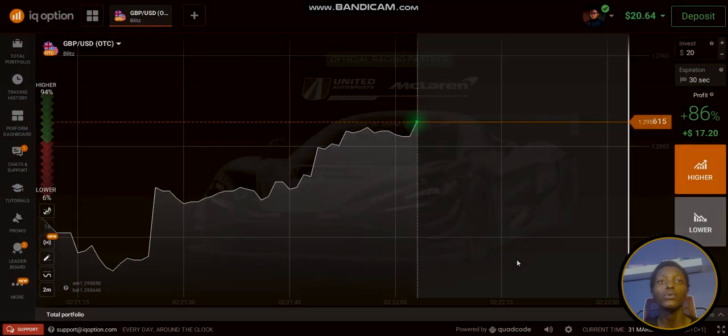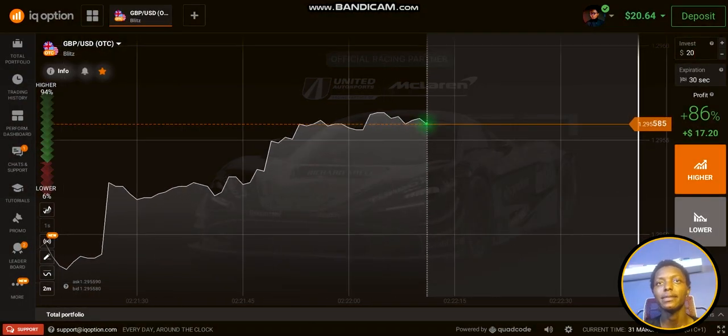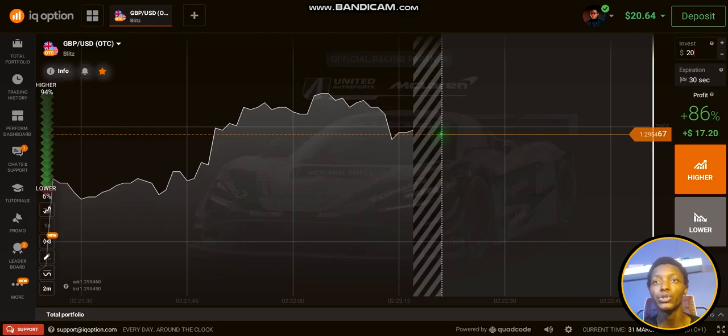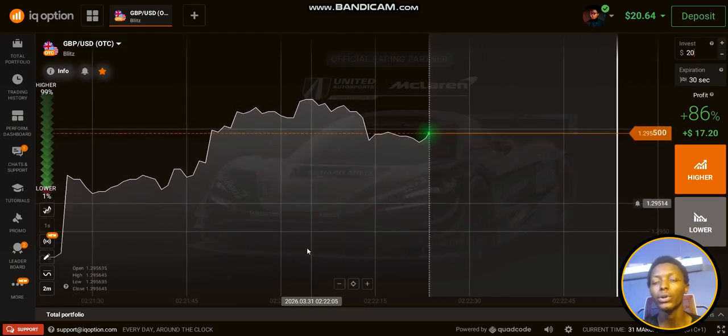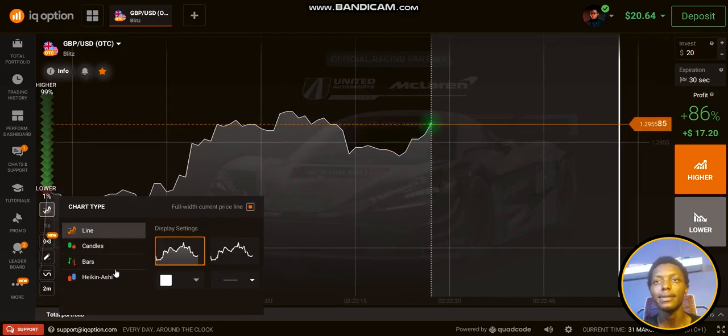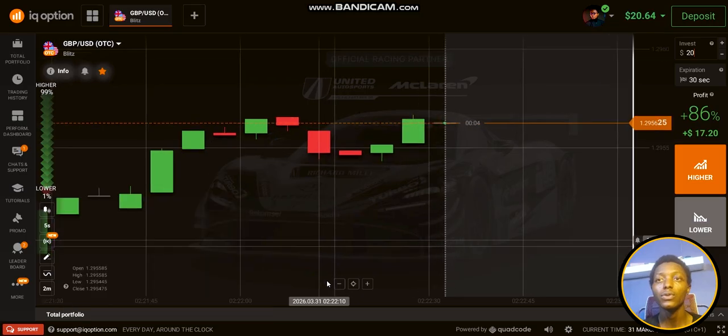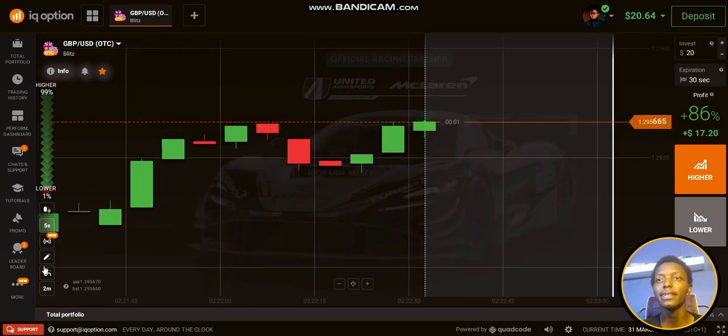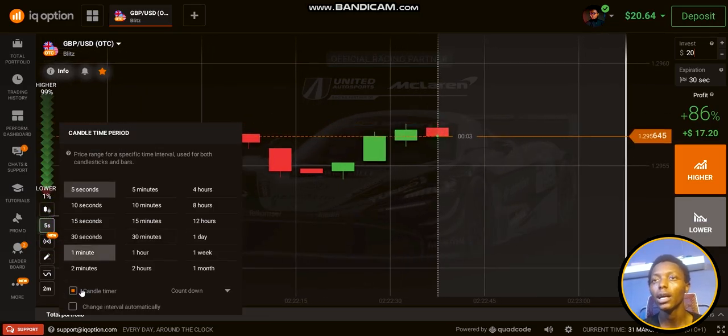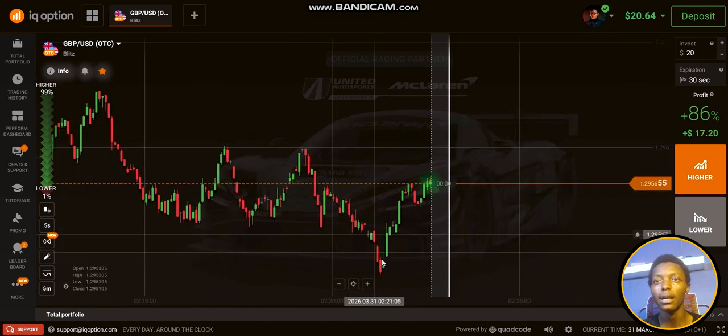So the first thing we're going to do is change our chart type to candlestick. So you're going to go to the chart type and select candlestick. The next thing is to change the candlestick time frame to 1 minute. So we're going to go to the time frame 1 minute.